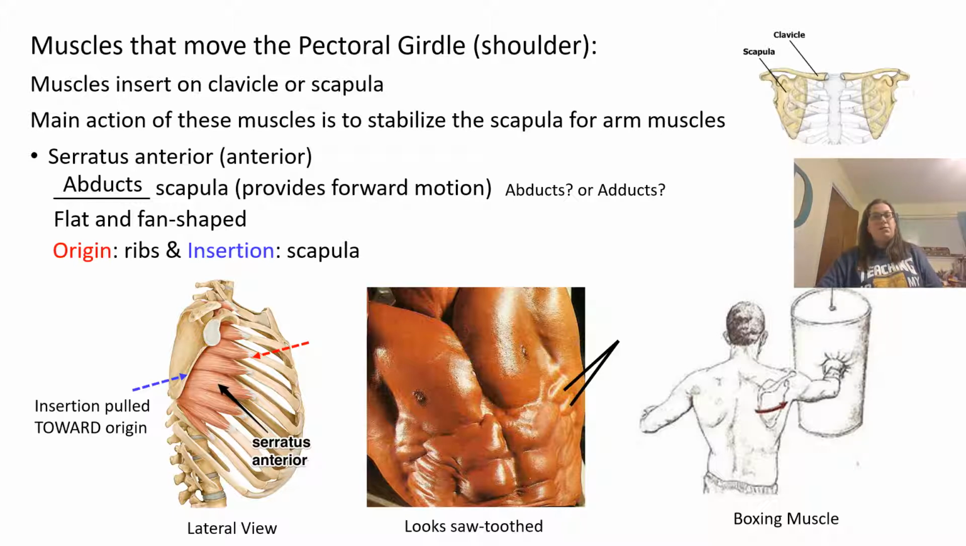This muscle is also termed a lot of times the boxer's muscle, because when you box and you do a hook type of punch, it's going to cause your scapula to abduct, go out to the side. All right, and so this is why a lot of times it's called the boxing muscle.